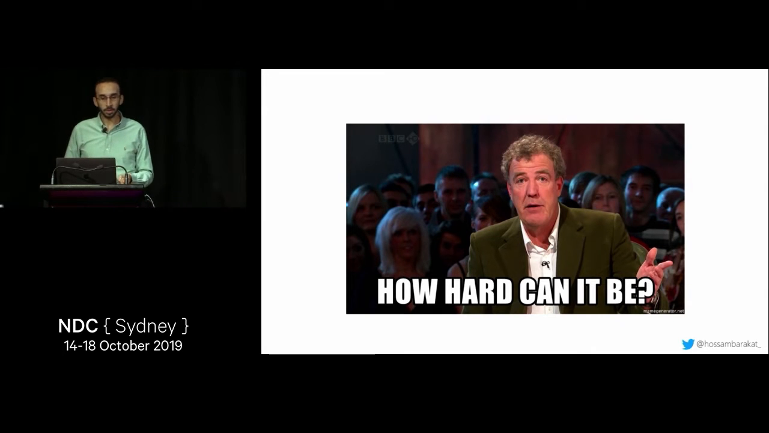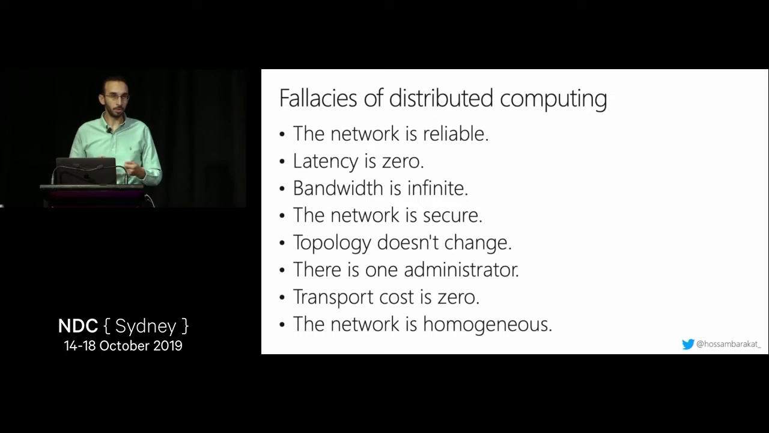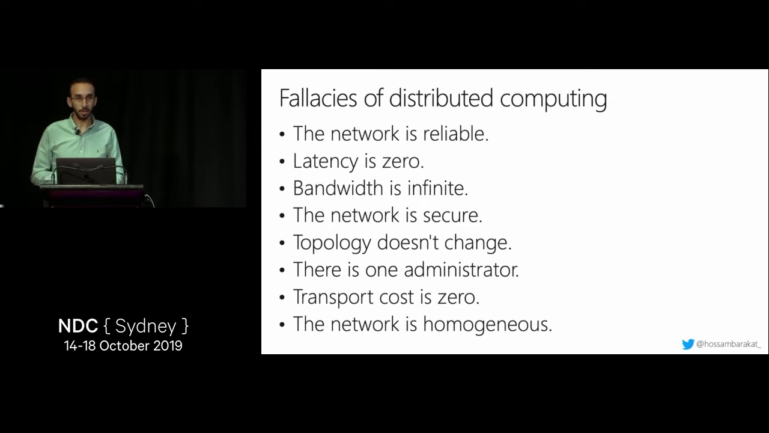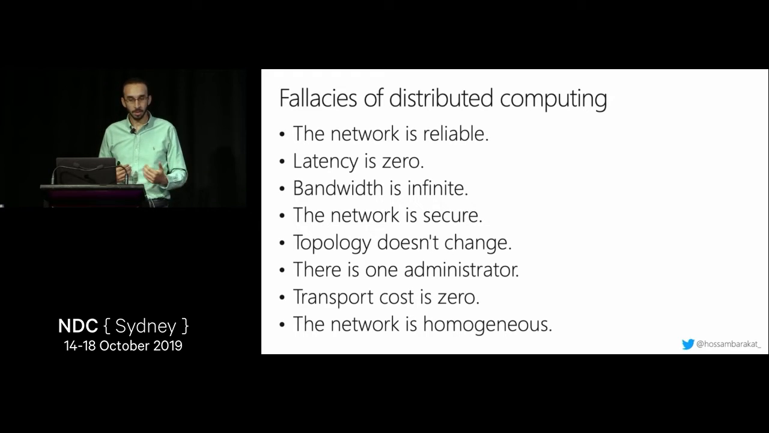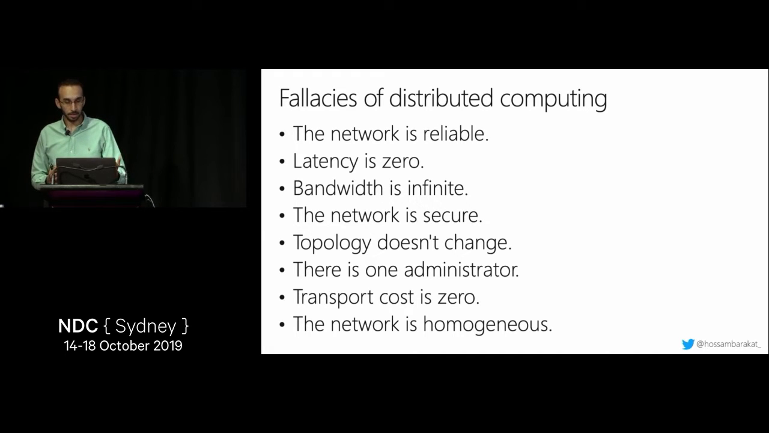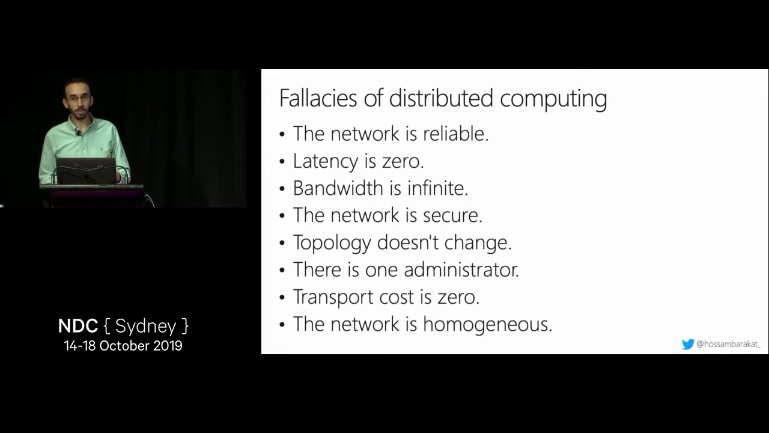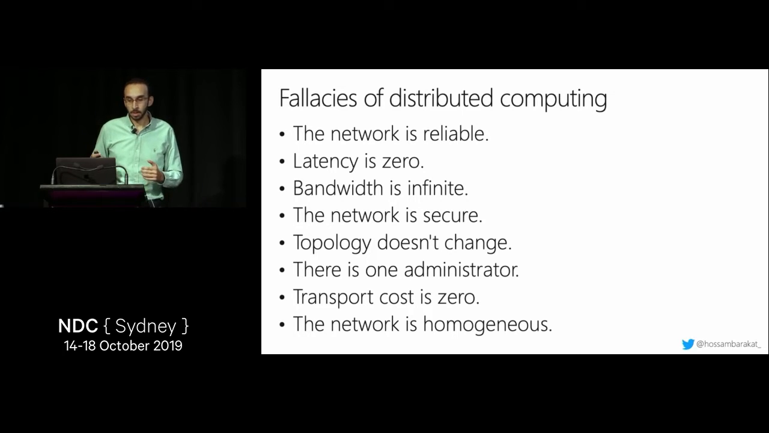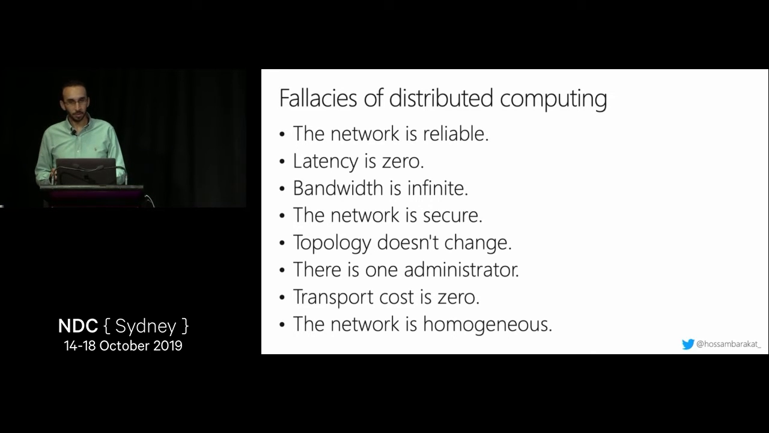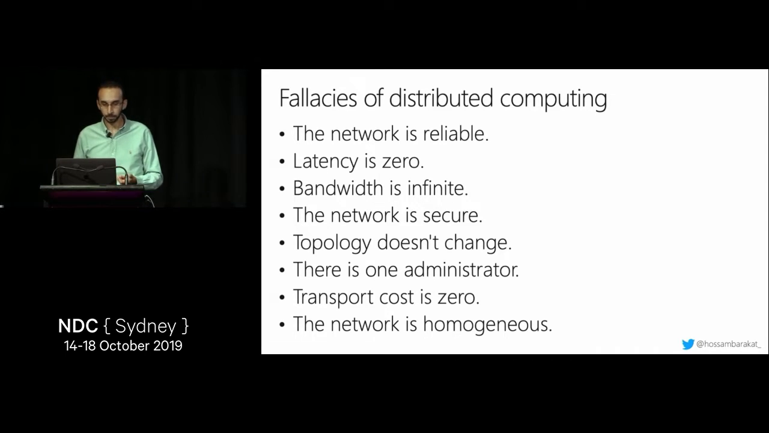If we take into consideration the fallacies of distributed computing, which is a bunch of false assumptions that as developers we make about distributed systems, such as network is reliable, latency is 0, bandwidth is infinite, and the rest of the assumptions. All of those assumptions are pretty much false assumptions. So when we think about those, we will find it's really challenging to achieve a reliable connectivity between the services.